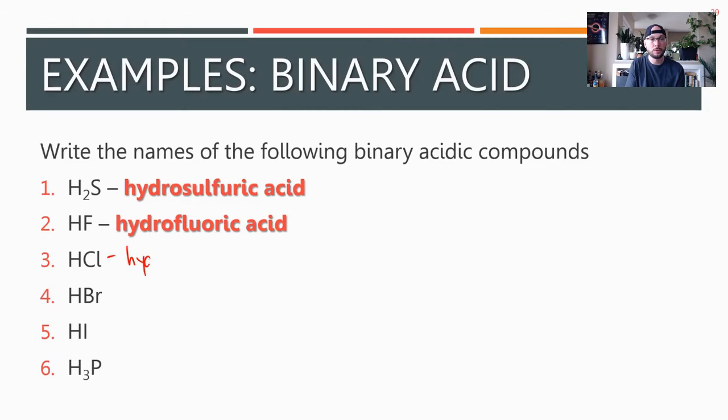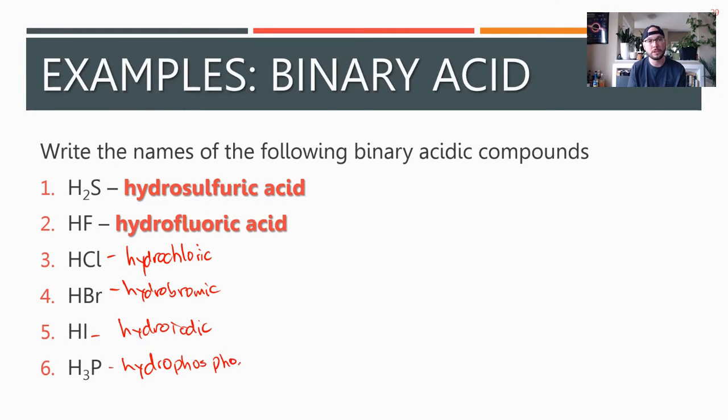We get hydrochloric acid. We just keep on adding that ic at the end there. So then we get hydrobromic. This is hydroiodic acid. And then this is one of our exceptions, hydrophosphoric acid. So we just keep that "or" part. We don't drop that. All right, pretty straightforward with binary acidic compounds.